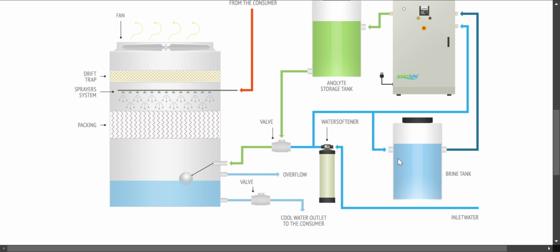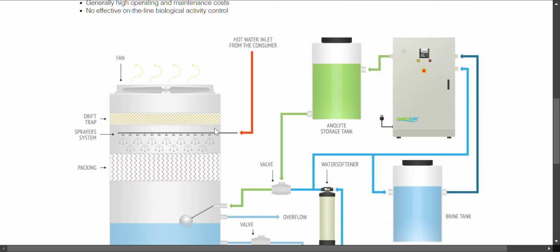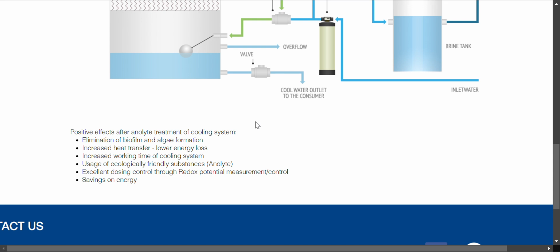Just a quick little breakdown. You'll see, the machine creates the analyte. The analyte goes directly into the cooling tower, and it's a one-off solution. And then you can literally, the cool water outlet goes to the consumer. This is used the same kind of breakdown for drinking water in municipality systems.